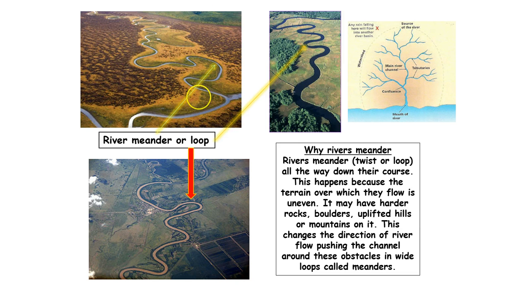Just before we do learn that, a meander is where a river changes course and does lots of turns. Rivers meander, twist or loop all the way down their course. This happens because the terrain over which they flow is uneven. It may have harder rocks, boulders, uplifted hills or mountains on it. This changes the direction of river flow, pushing the channel around these obstacles in wide loops called meanders.